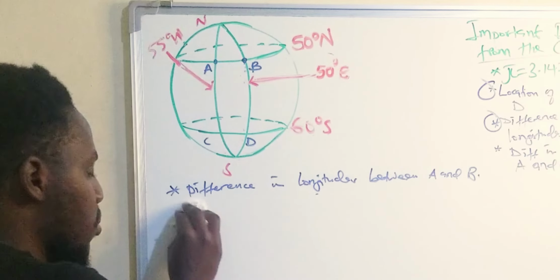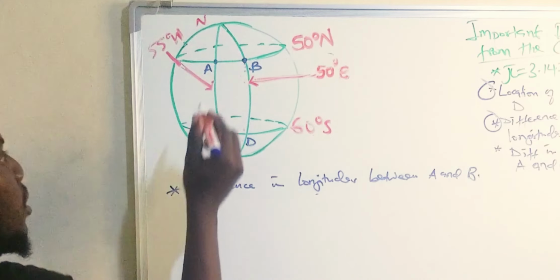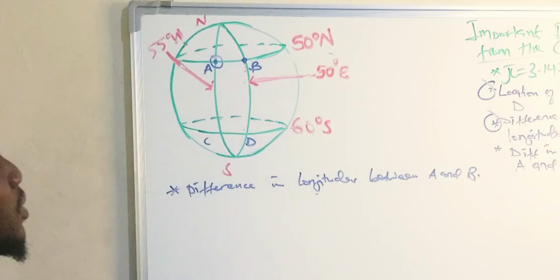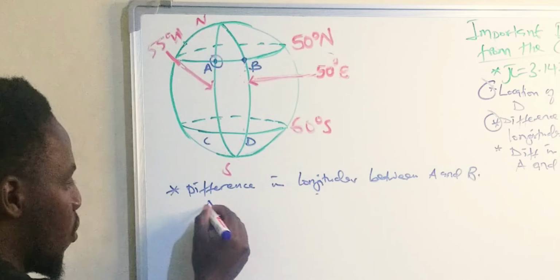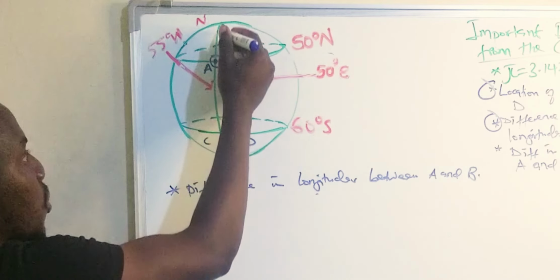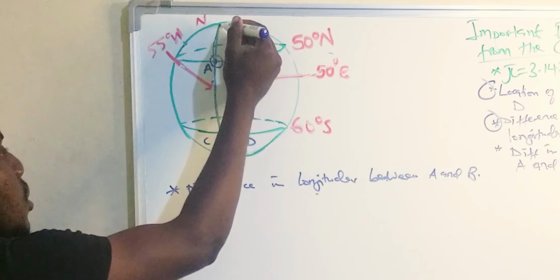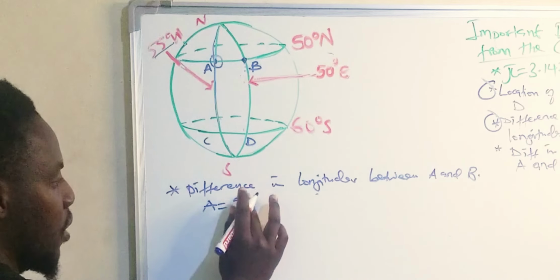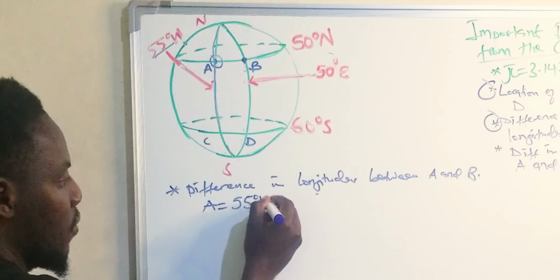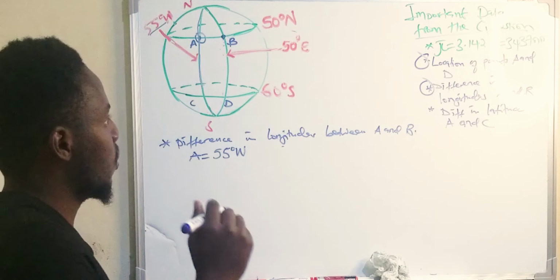Let's locate point A first. Point A is here. Which longitude is point A on? It's this longitude here. And that longitude is 55 degrees west. Let us now locate point B.